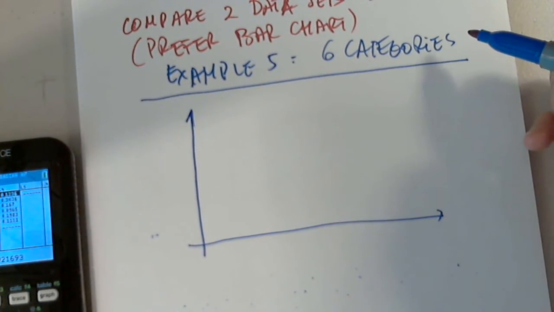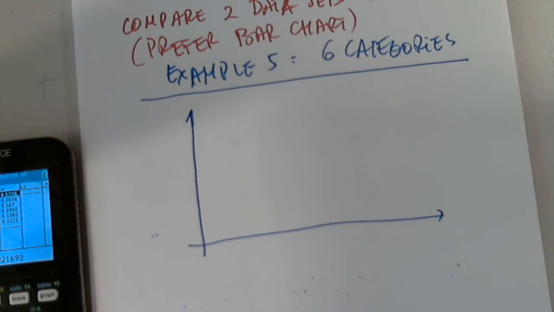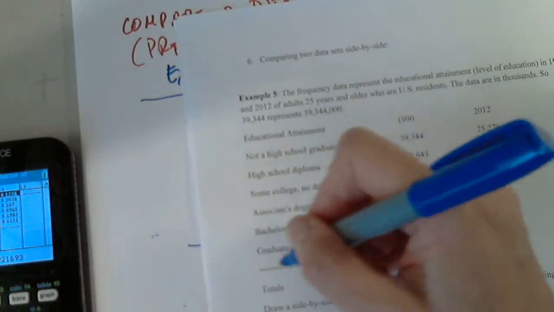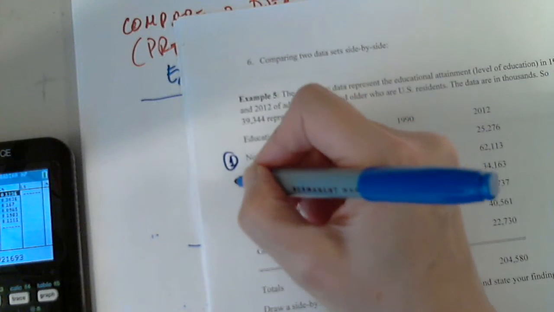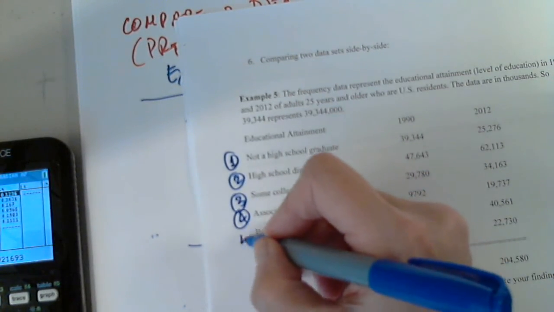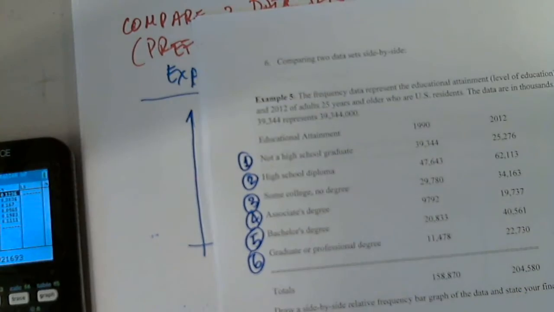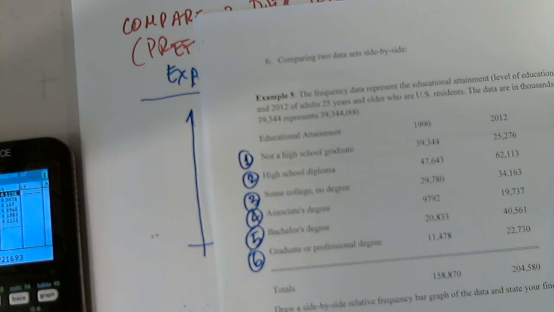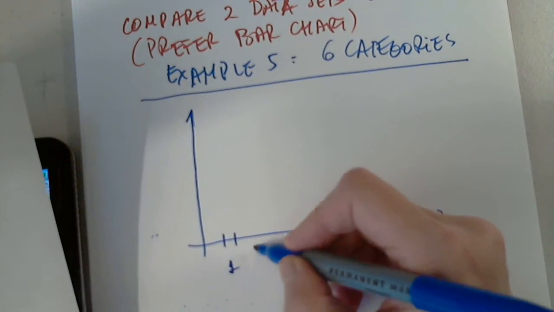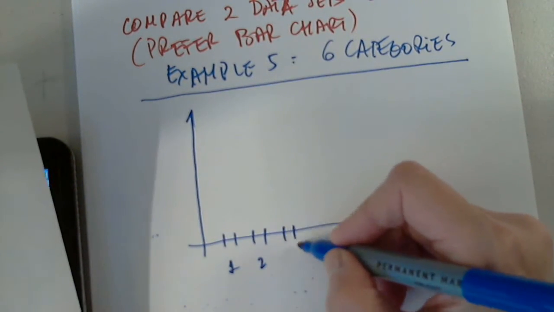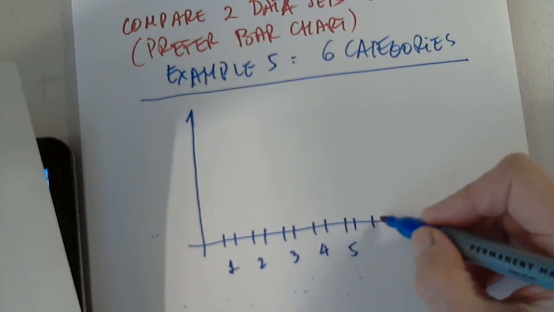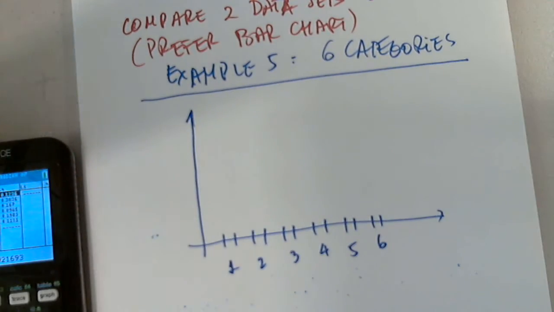We have 6 categories. I'm not going to label them; I'll just say 1, 2, 3, so I don't have to write all this. I'm going to call this 1, 2, category 3, category 4, category 5, and category 6. It's easier for me than writing it. So 1, 2, 3, 4, 5, 6.